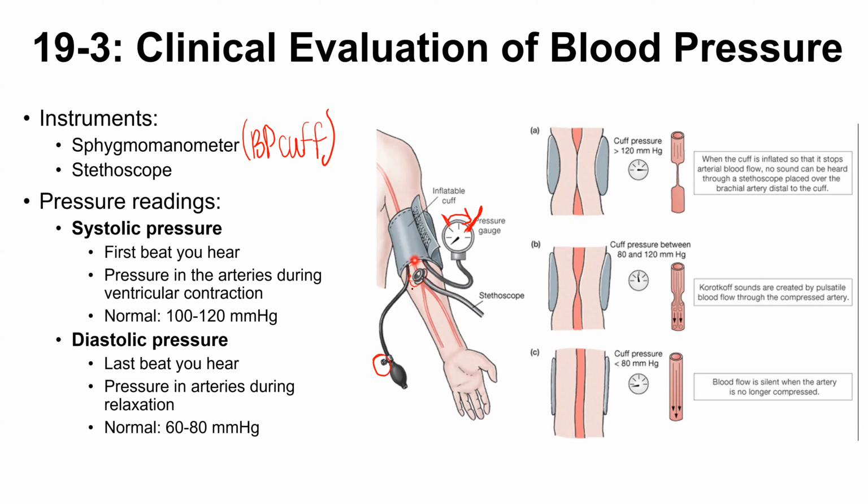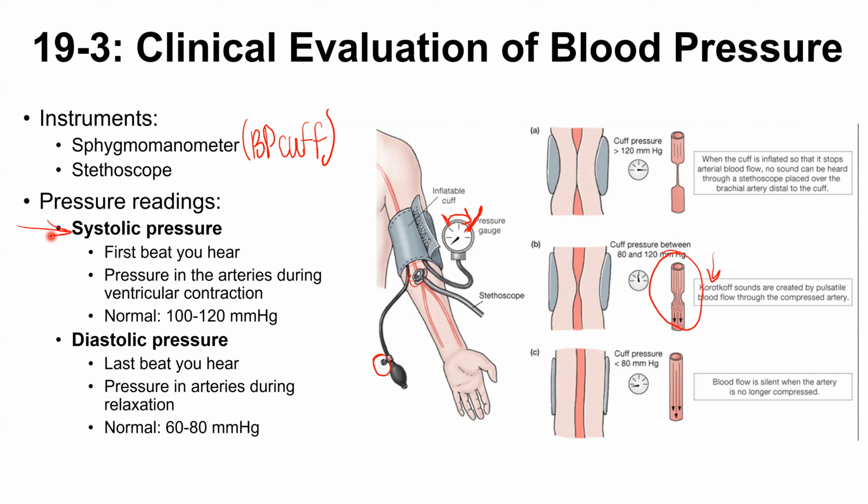When you hear blood flow coming back, it's going to produce what we call Korotkoff sounds. Because you have squeezed so hard on that vessel, which is kind of what this picture is representing, you have cut off the blood flow, and that's going to create this sort of turbulent, swooshing sound that we call Korotkoff sounds. They're created by this pulse-like blood flow through that compressed artery. So the first sound that you hear is going to represent the systolic pressure.